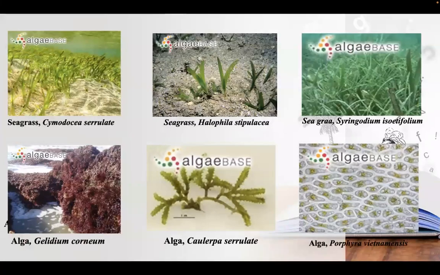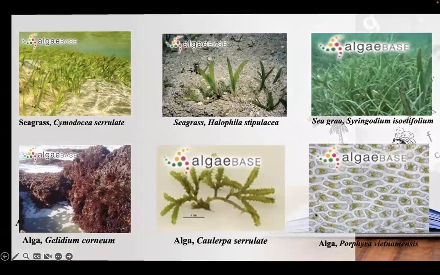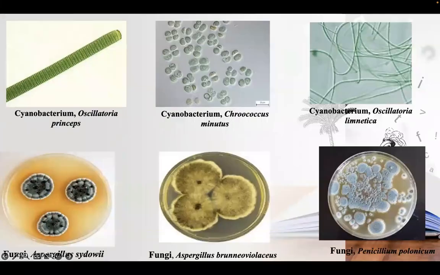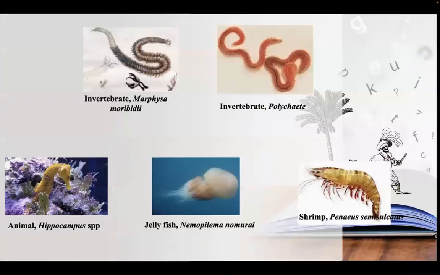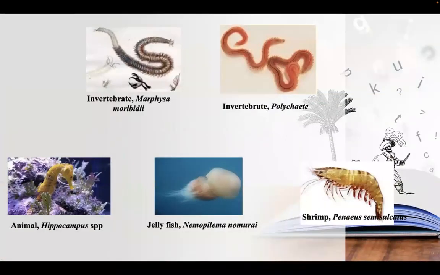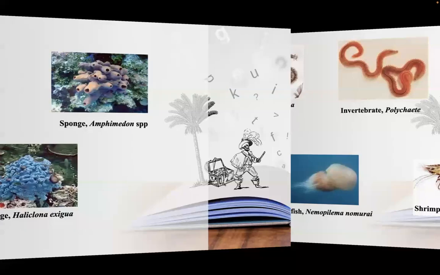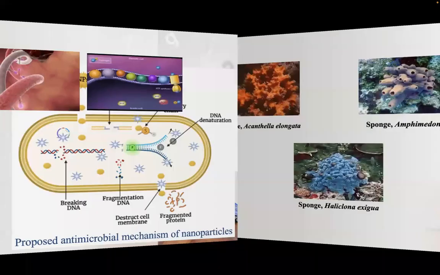What about the different marine sources? As you can see here, it can be different types of algae. And here also different microbes. And here also different animals, including shrimp, of course, sponge as well.